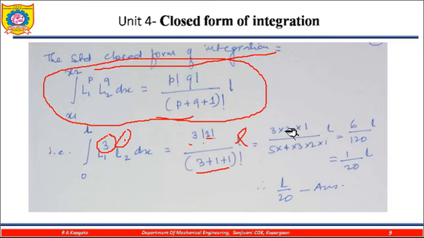So 3 into 2 into 1, the factorial of this one, 3 multiplied by 1 is equal to 3, and the factorial of this one is 3 into 2 into 1. Here the factorial of 5 is 5 into 4 into 3 into 2 into 1. So ultimately this is cancelled and this one is cancelled. So 5 multiplied by 4 is equal to 20, hence 1 by 20 L. This is the answer.